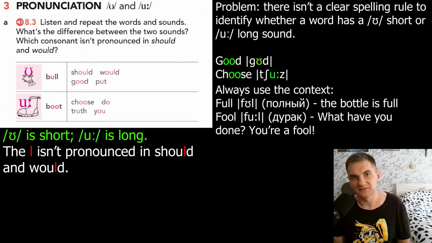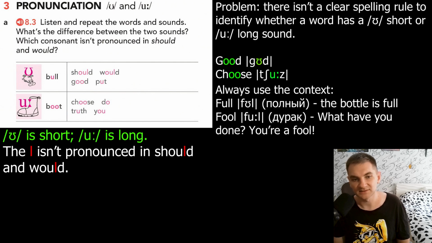First, I'll read what's written in the textbook. Yeah? So, what is the difference? Is short, U is long sound. And speaking of consonants, the letter L isn't pronounced in should and would. It's not like should or would. No, it's just should, would, and that's all. And let me say something about this. If you can't hear, see, or understand the difference between like in good, put, and sounds, like in choose, for example, do, truth, it's absolutely okay. Don't even worry about it.